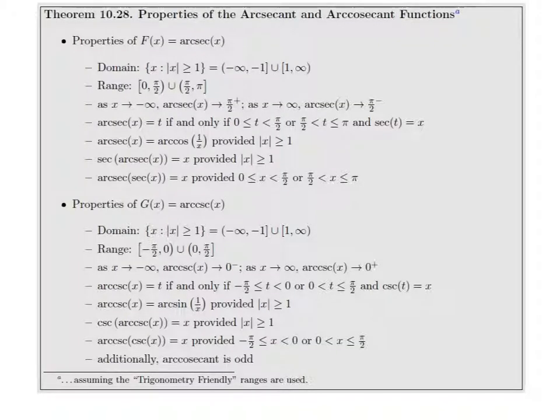If we take a look at the properties of arc secant and arc cosecant using the trigonometry friendly ranges, we have the domain, which is everywhere from negative infinity to negative 1 and then from 1 to infinity. This is the same as the range of secant. The range is just this section, so it's essentially quadrant 1, not including pi halves, and quadrant 2, not including pi halves. Pi halves is where cosine equals 0, so secant would be undefined.